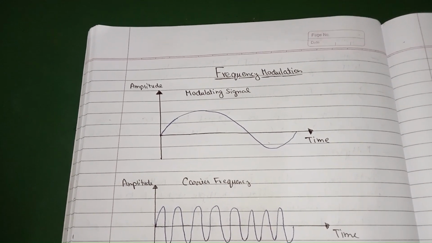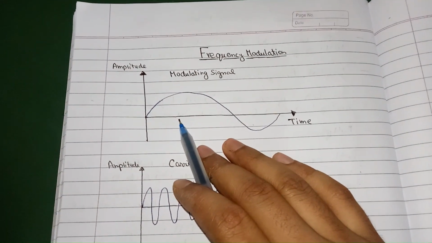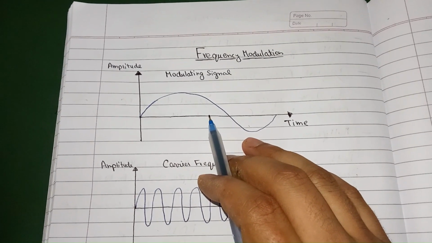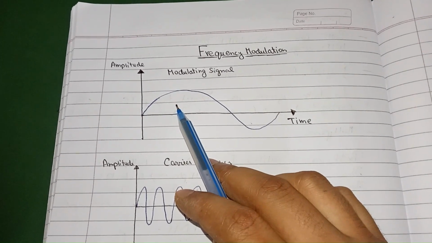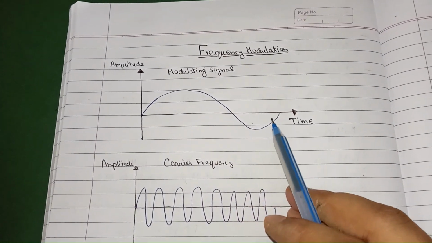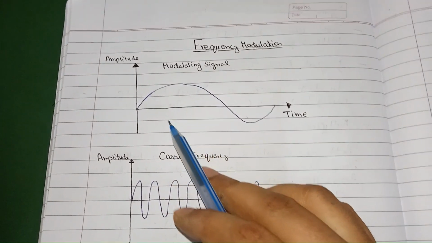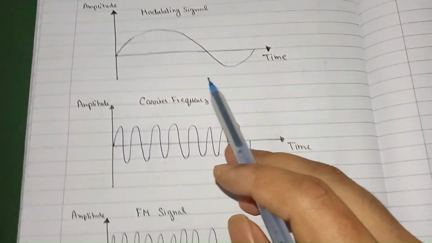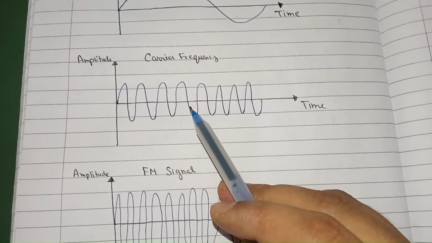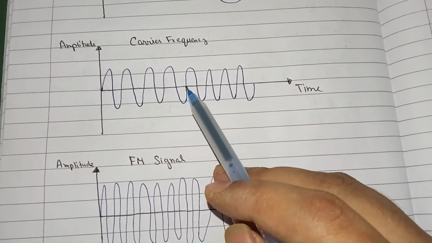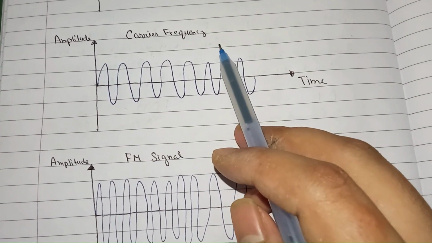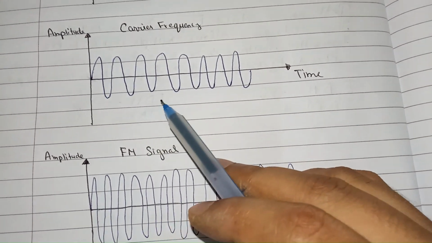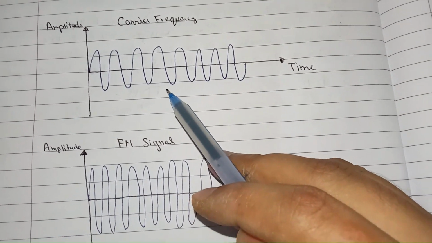Let me explain the key concept using the diagrams. The first graph represents a modulating signal, which is typically a low frequency signal such as an audio signal. As you can see, the amplitude of the signal varies smoothly over time. This variation in amplitude will control the frequency of the carrier wave during frequency modulation. The second graph shows the carrier wave, which is a high frequency signal with constant amplitude. In frequency modulation, the frequency of this carrier wave is altered based on the amplitude of the modulating signal.